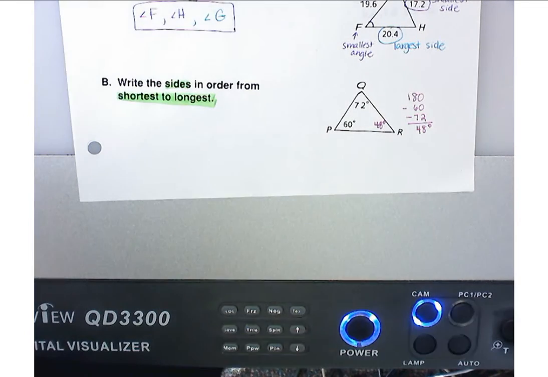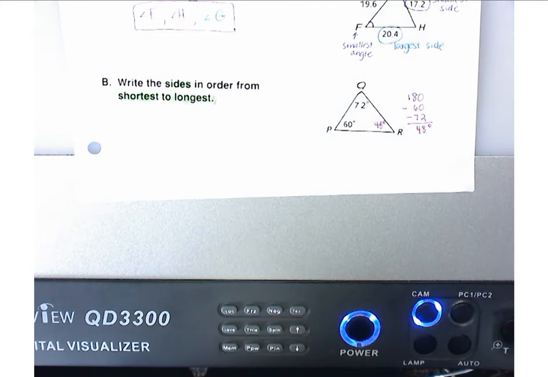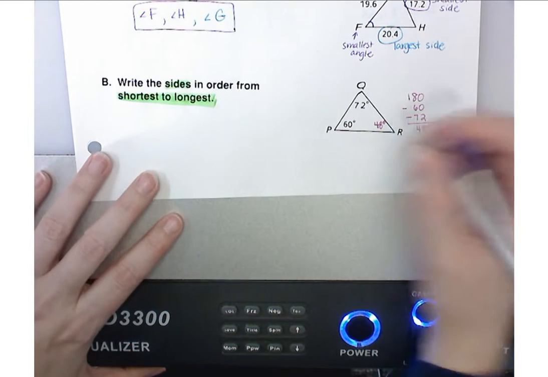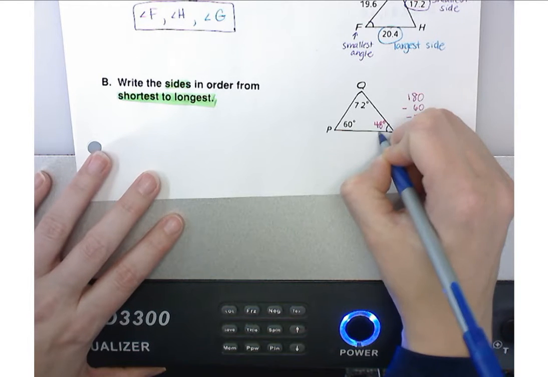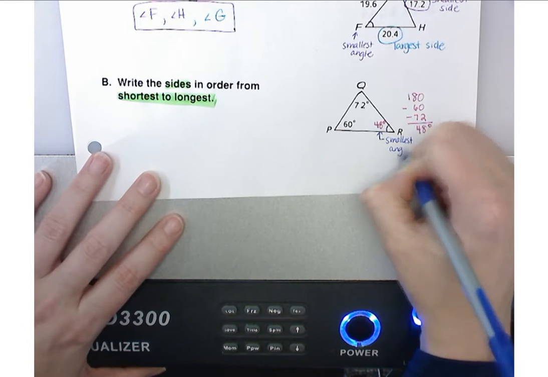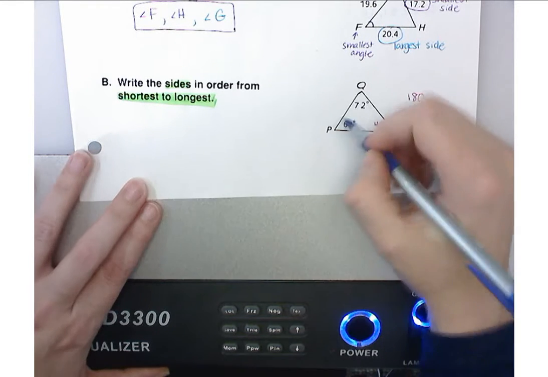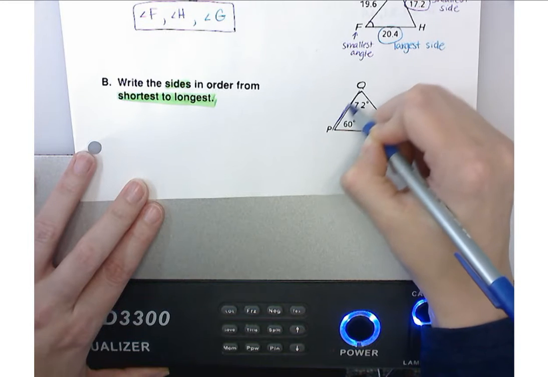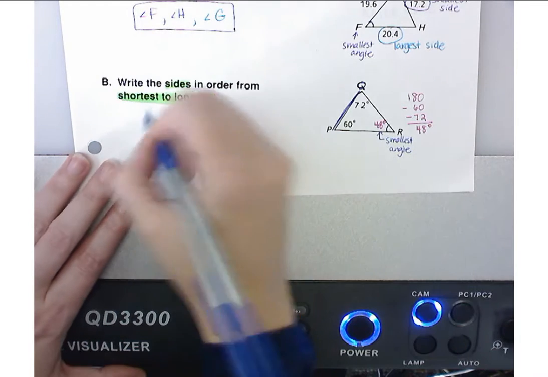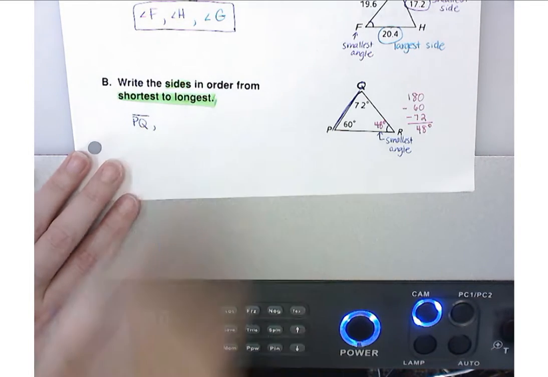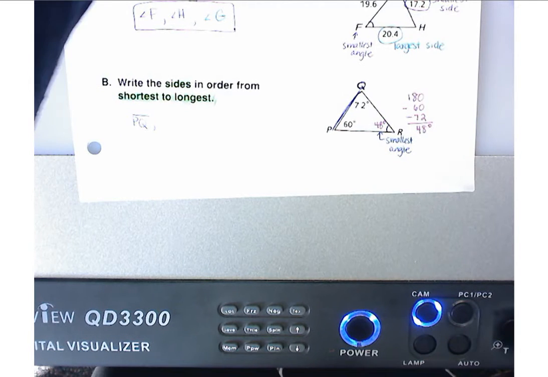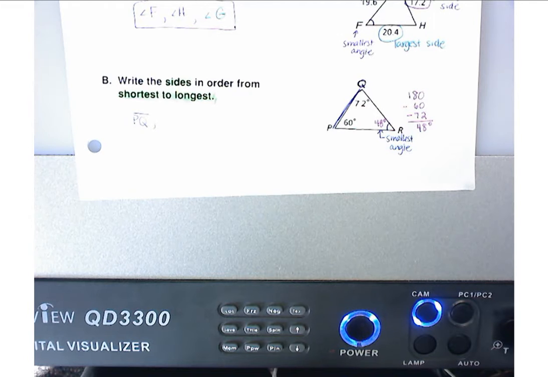Now that I have all of my angle measures, it's very simple for me to determine which one is the smallest. And that one, of course, is going to be angle R. So if this is the smallest angle, the smallest side will be directly across from it. So what I'm going to look for is the side that is not touching that angle. In this case, it's PQ. Now the largest side is going to be across from the largest angle, and our largest angle here is what?